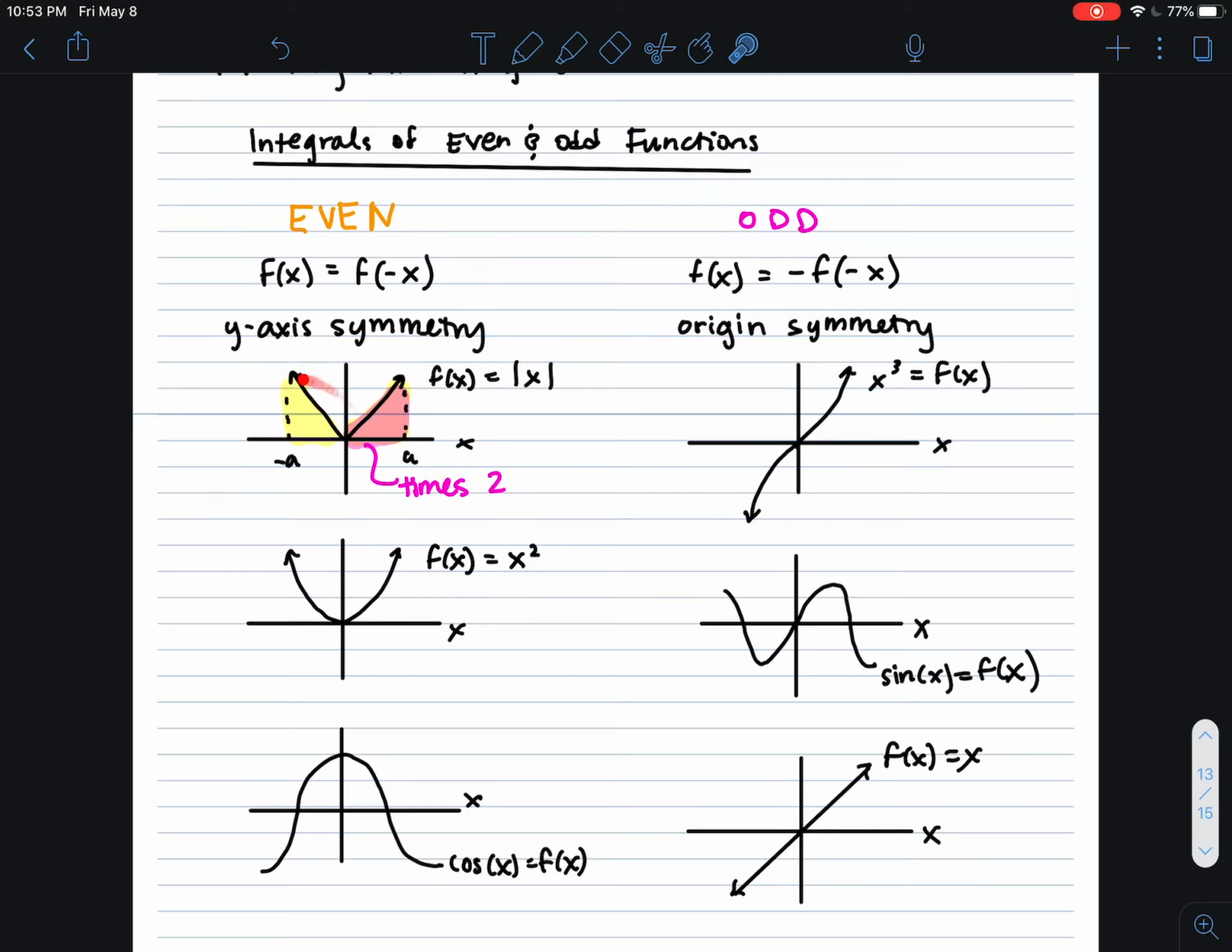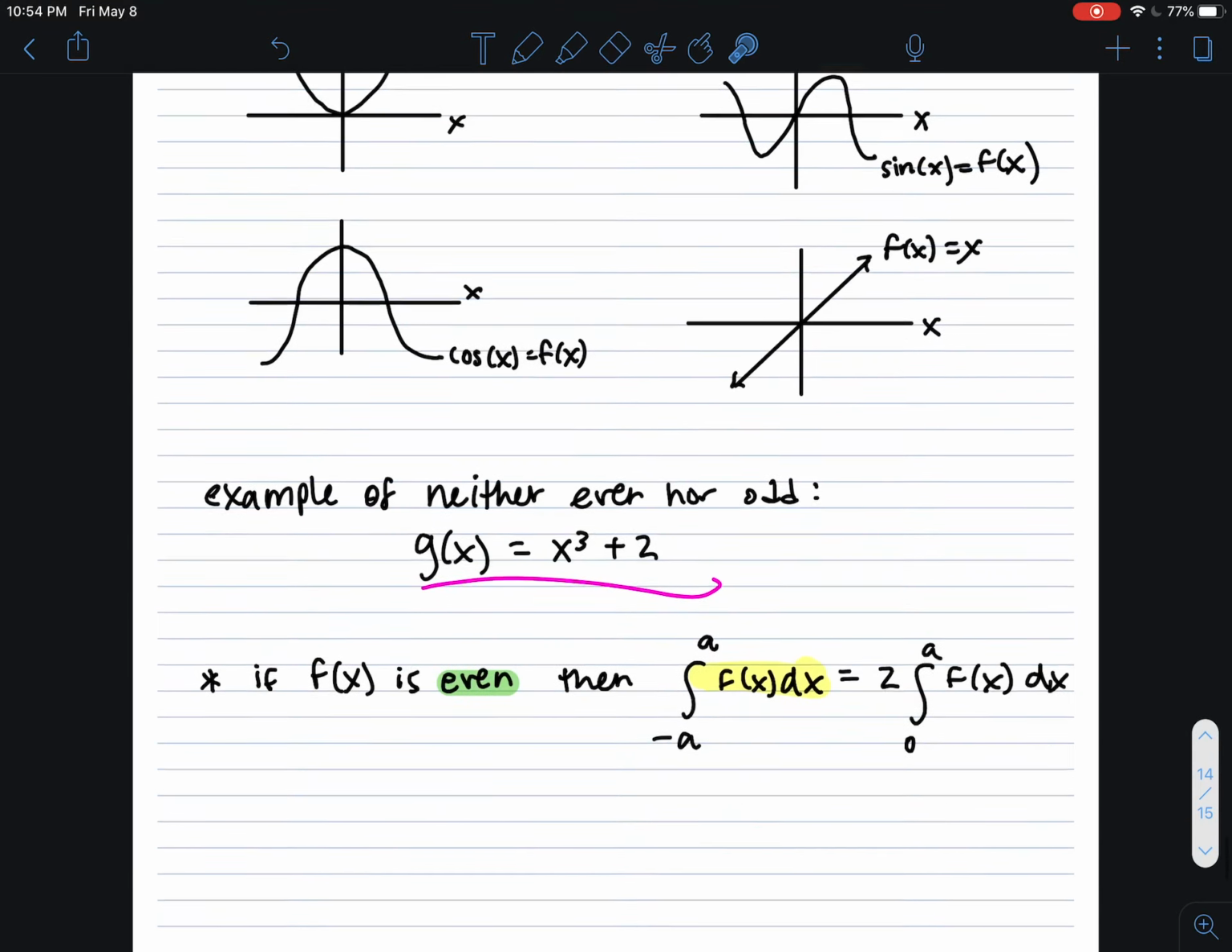Which should make sense, right? Because this area over here is the exact same. So we can just calculate this guy and multiply it by 2 to account for both of them. And the reason that's helpful is because plugging in a 0 is usually a lot easier than plugging in this negative a value. So then you only have to deal with one non-zero value instead of 2.